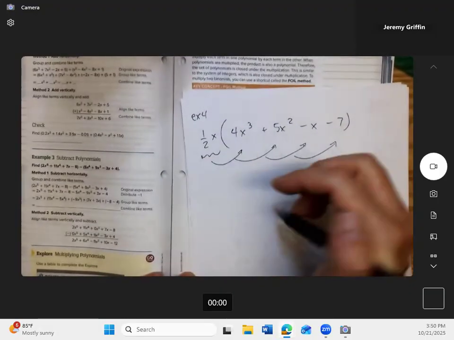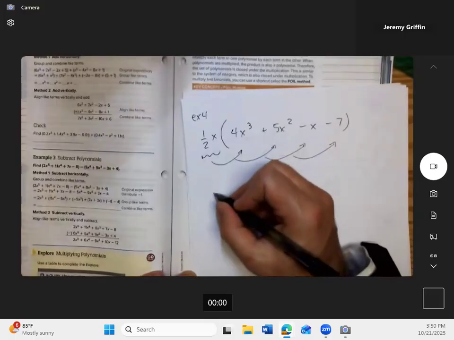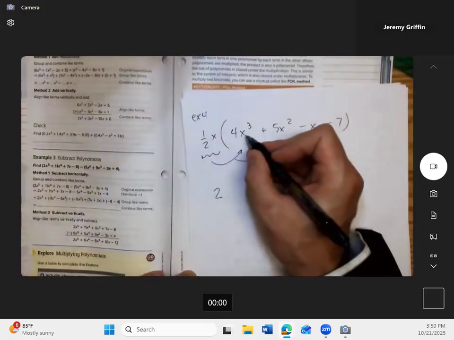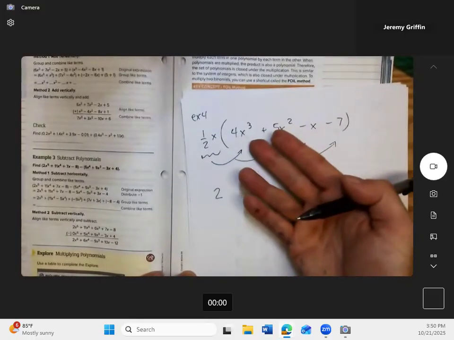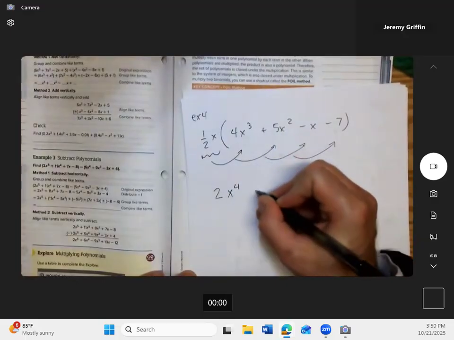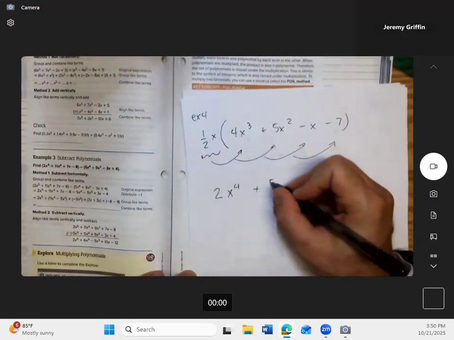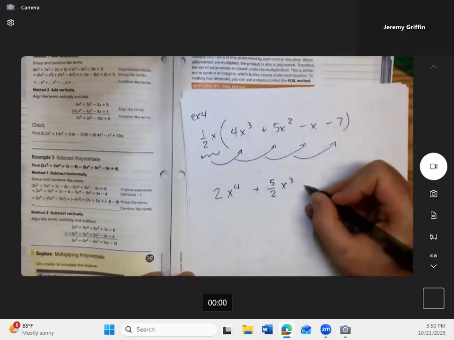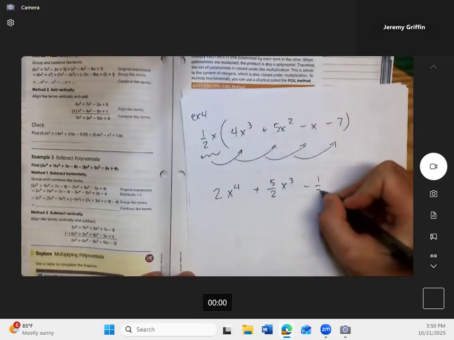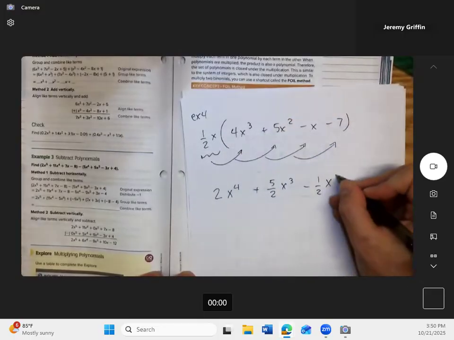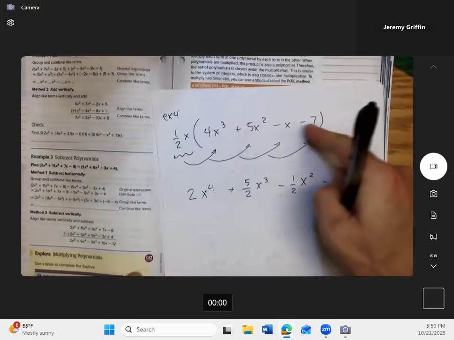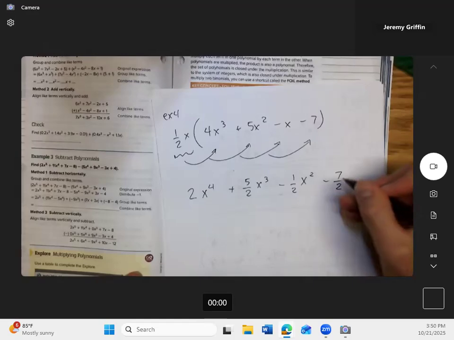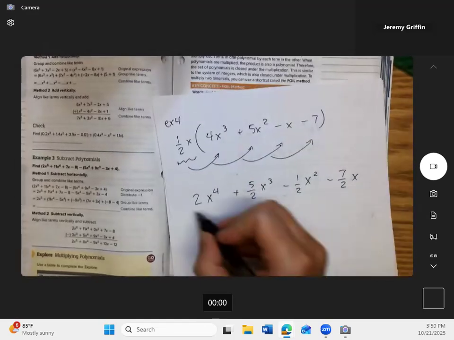So half x times 4x to the 3. Well, half of 4 is 2, and x times x to the 3 is like x times x times x times x. So that's 2x to the 4th, right? Plus half of 5 is 5 halves x times x squared, which is x to the 3, minus half of x squared, and then minus 7 over 2, and then x. Okay, that's it.